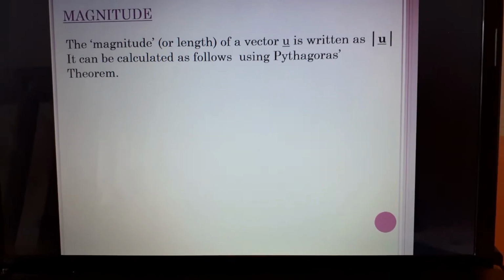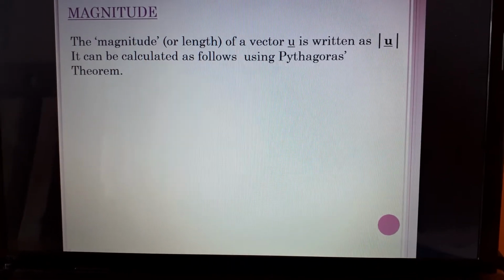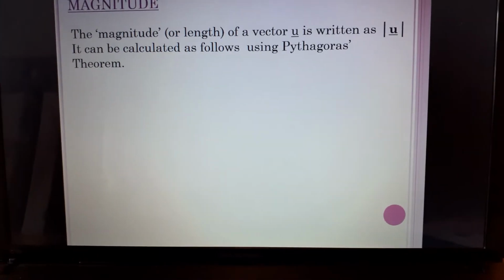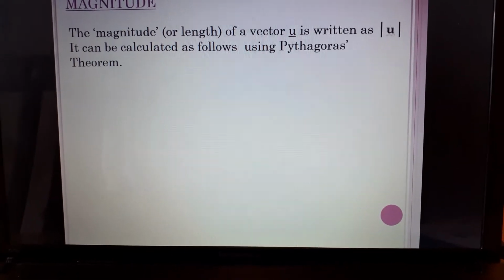We call these column vectors. The size of a vector, the length of a vector, can be worked out just as we would a diagonal line in Pythagoras, using Pythagoras' theorem.